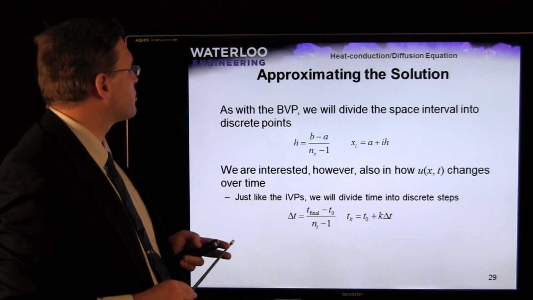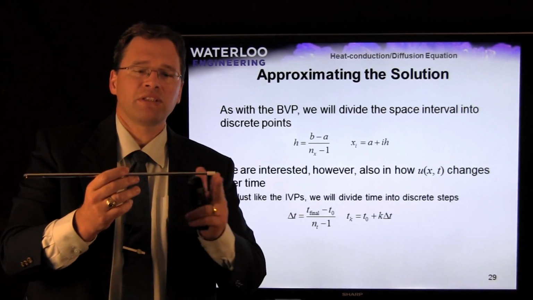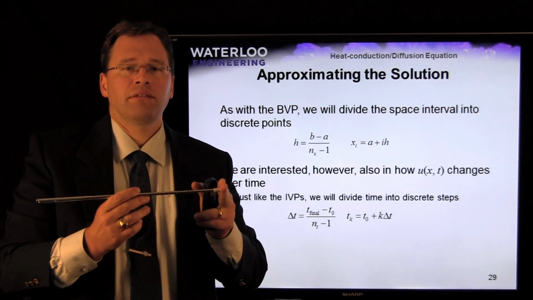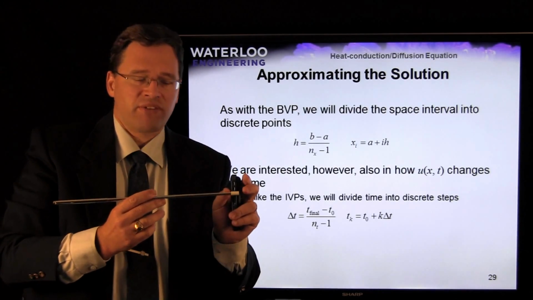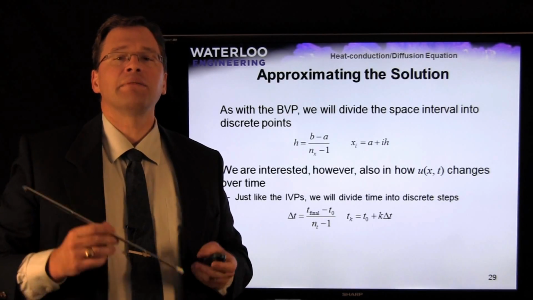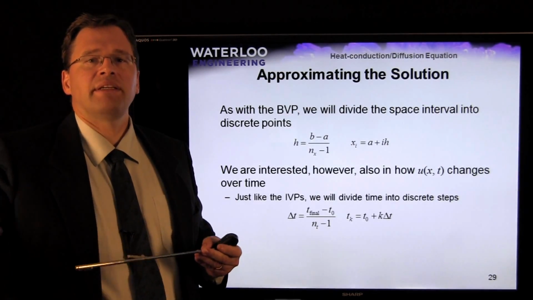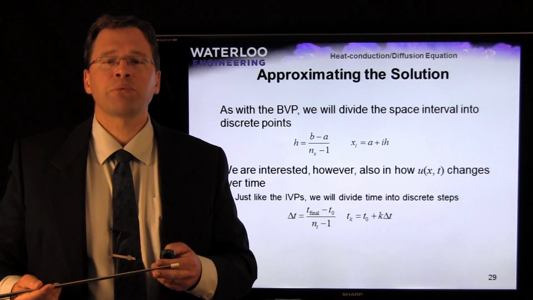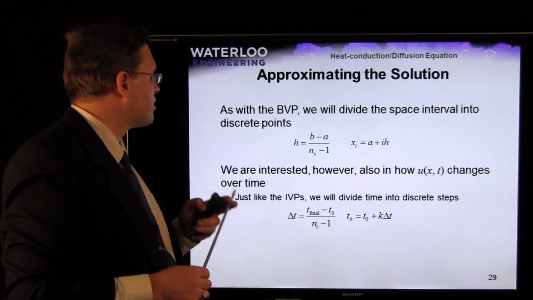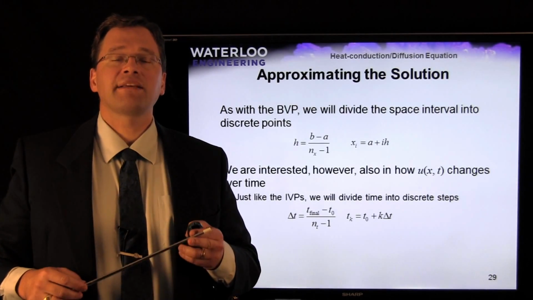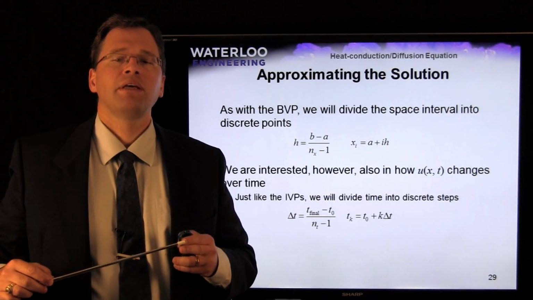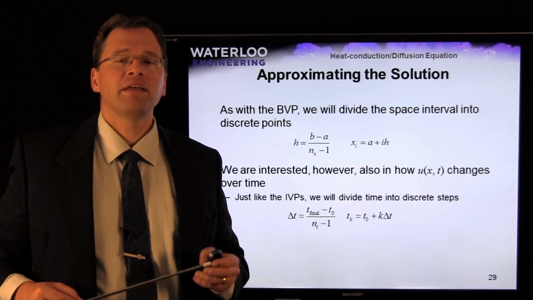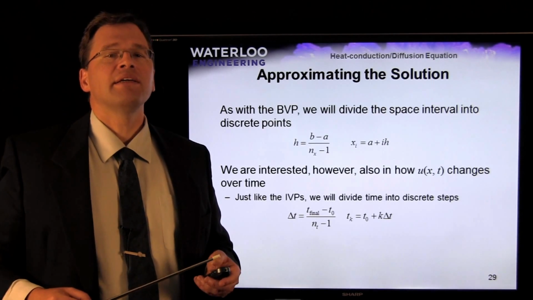Now, as with boundary value problems, we're going to do the same thing. We're going to take our spatial dimension and we're going to divide the interval AB up into n sub x equally spaced points, and the width of each interval will be said to be h. Similarly, we will divide time into discrete steps, just like we did with our initial value problems. We divide the interval t0 to t final into n sub t points, and the distance between each point, for now, will be a fixed value, delta t.